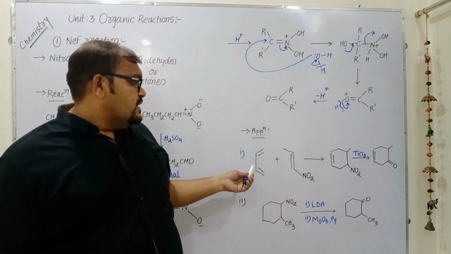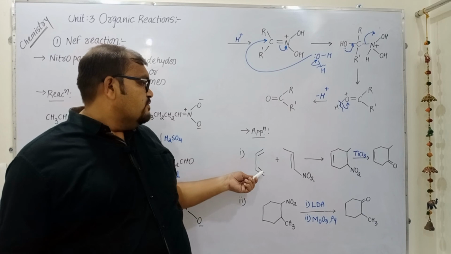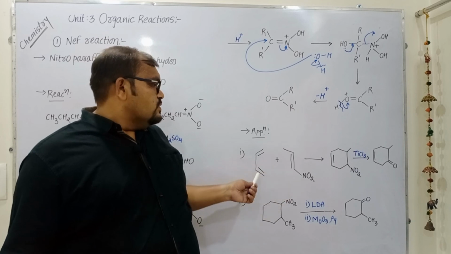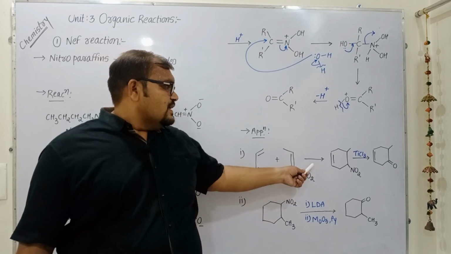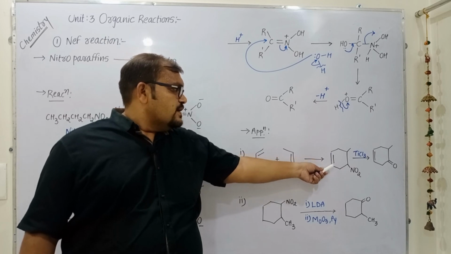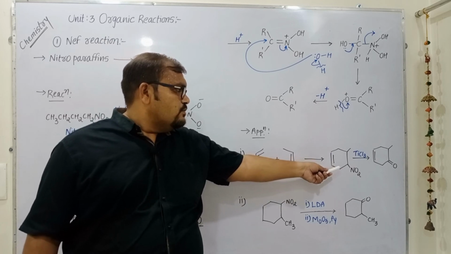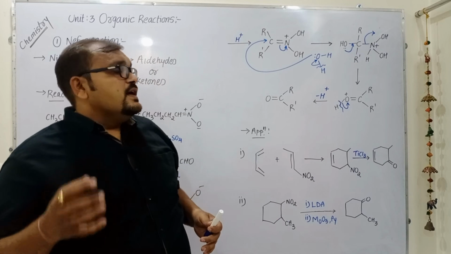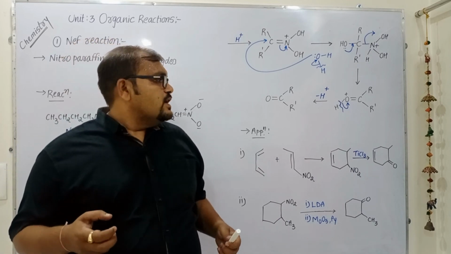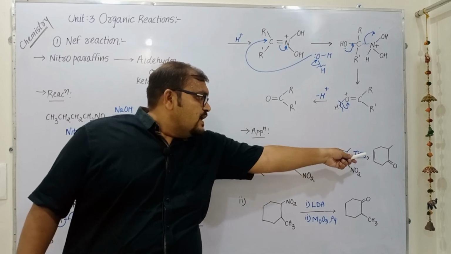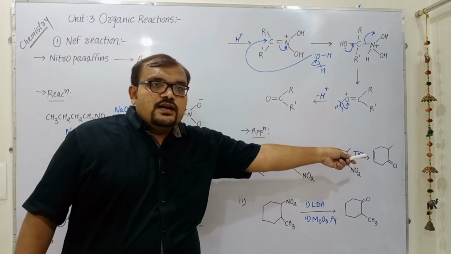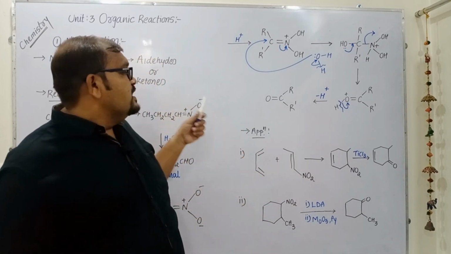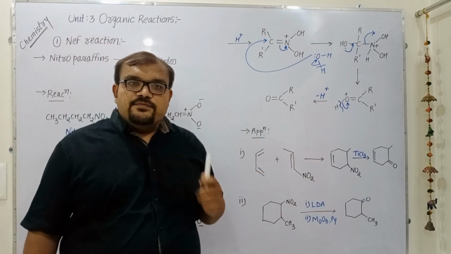As we can see here, in the first application, when this diene, 1,3-butadiene, reacts with such a type of unsaturated nitro compound, first of all it will undergo the Diels-Alder reaction, then we will get a cyclic unsaturated nitro compound. When it reacts in the presence of a catalyst such as TiCl3, titanium trichloride, the nitro will be replaced by carbonyl, as we can see in the product. And we all know very well that nitro will be converted into carbonyl with the help of the NAF reaction.